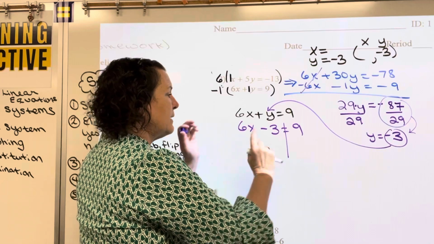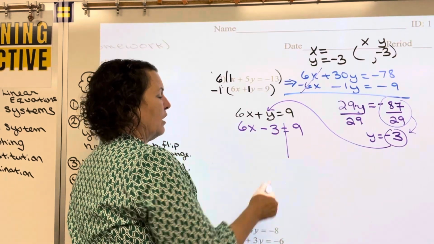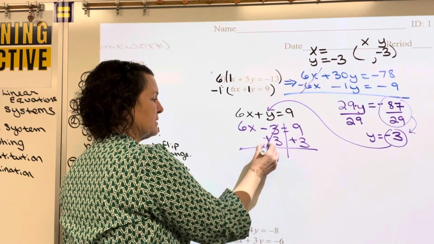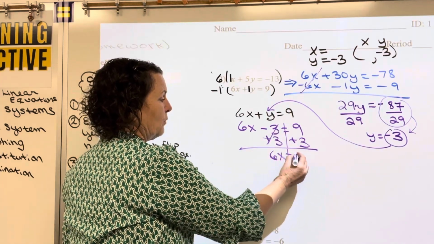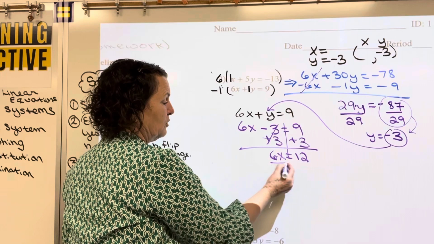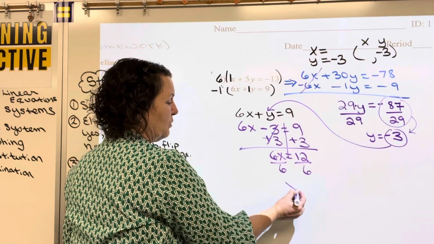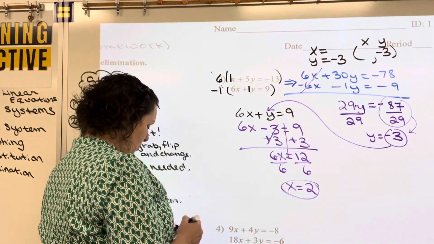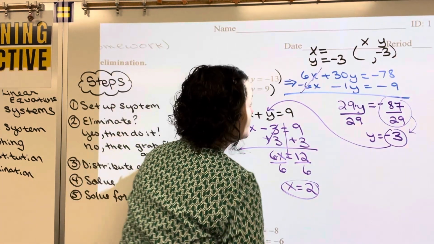Letters on one side, numbers on the other. Our job is to move all the numbers the other way. We move by opposites, opuestos. We have 12. The opposite of multiply is divide. Whatever we do to one side, we surely do it to the other. Howdy doody, we just found our x guy, and he is 2.